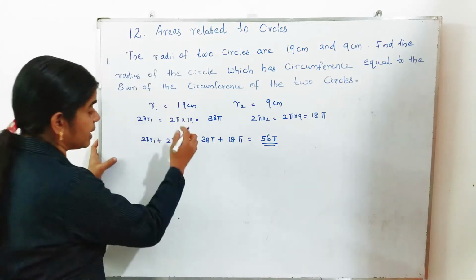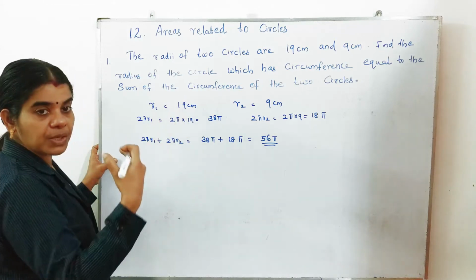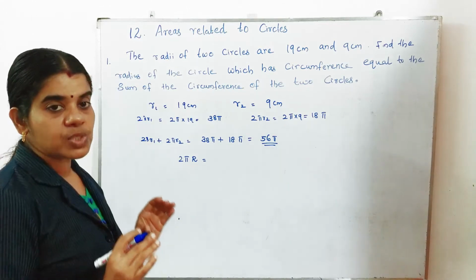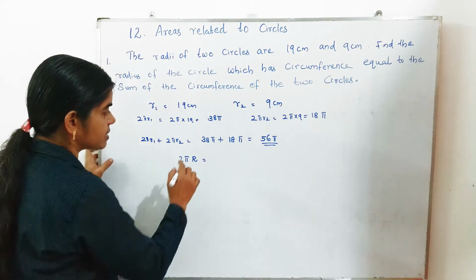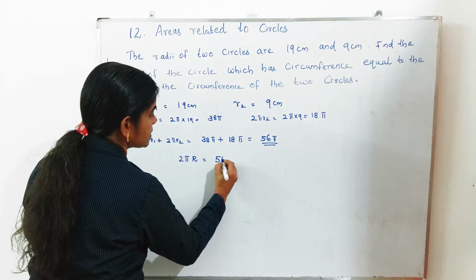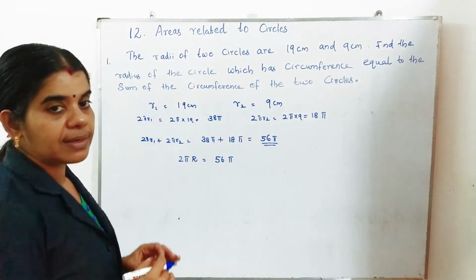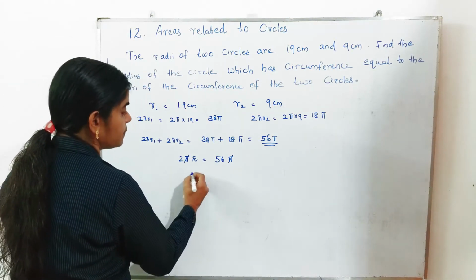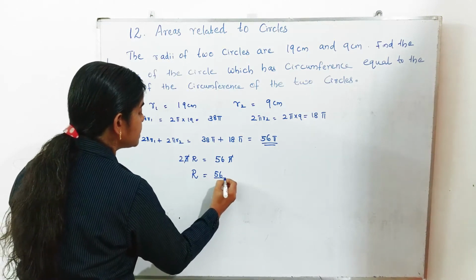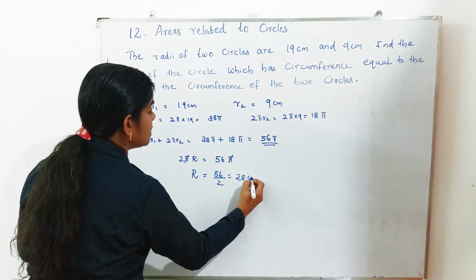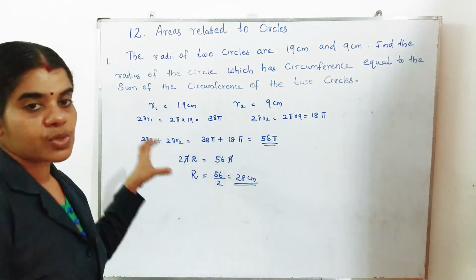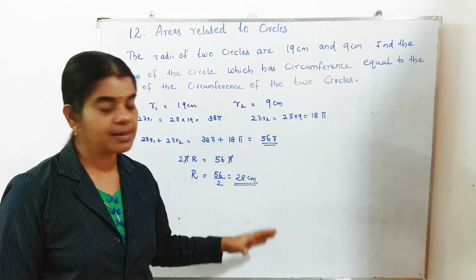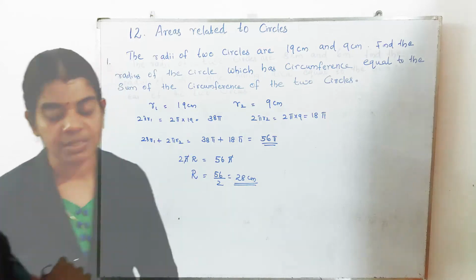So capital R we are taking, R is the circumference of the new circle, its perimeter is equal to 56 pi. And you want to find the radius of that circle. So we can cut this pi and pi. 2r is equal to 56. So r is equal to 56 by 2, that is equal to 28 centimeter will be the radius of the new circle. Its perimeter will be the sum of the perimeters of the first two circles. So r is equal to 28 centimeter.